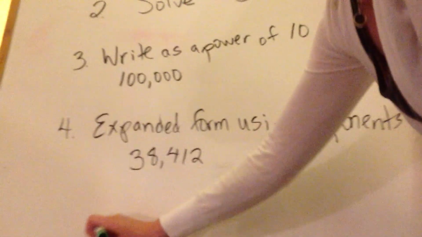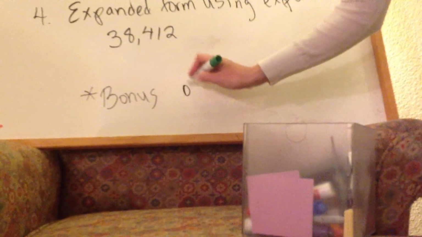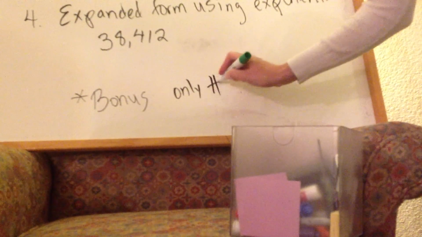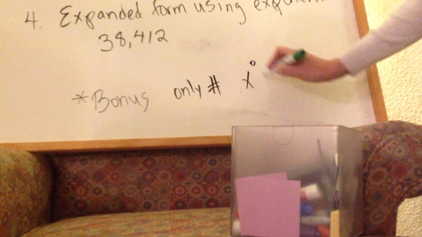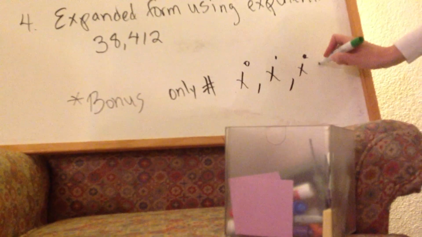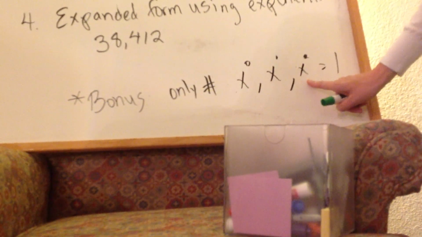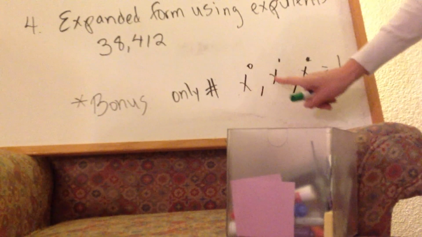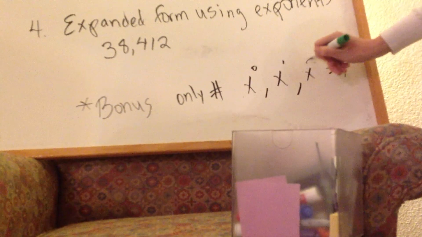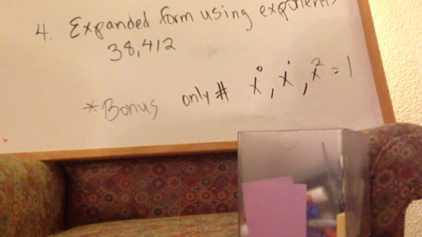We have a bonus problem today for bonus points. It's sort of a riddle. What is the only number that when it's to the 0 power, the first power, and the second power, it equals 1? So what's the number here? What is the only number that when it's to the 0 power, the first power, and the second power, it always equals 1? If you can figure that out, write it on a piece of paper and you get bonus points.